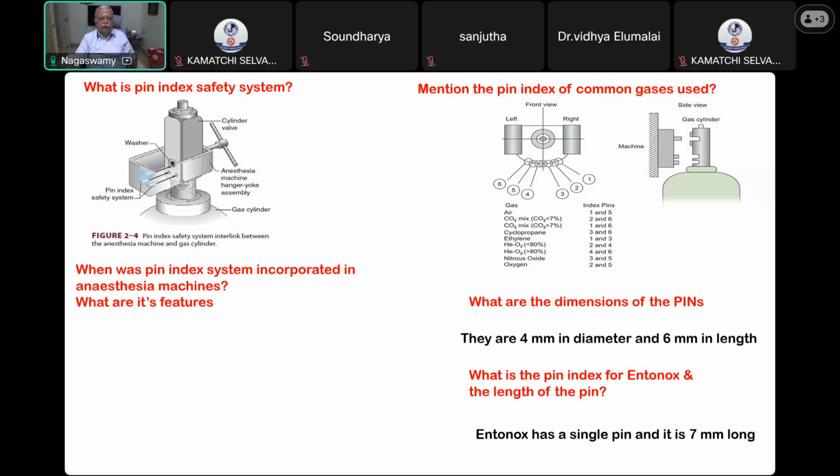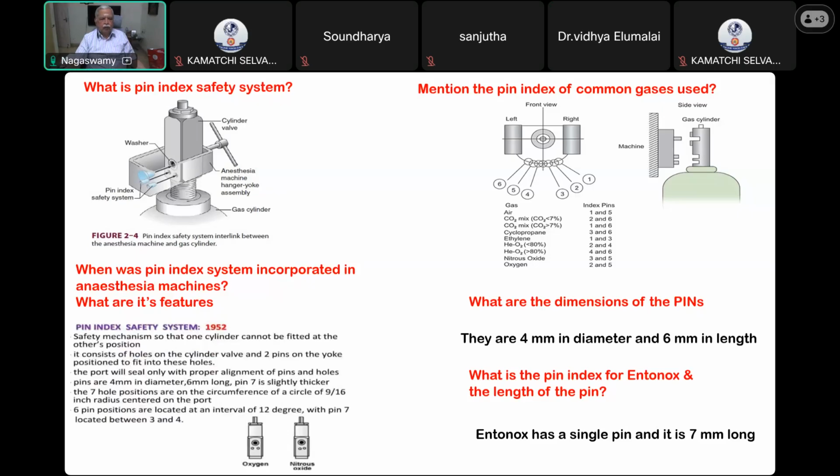Which year was it incorporated? No idea. 1952. Okay, it was incorporated in 1952, and it is a safety mechanism so that you cannot interchange cylinders.